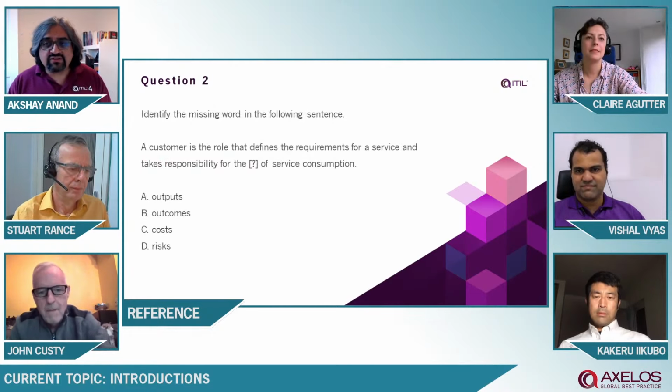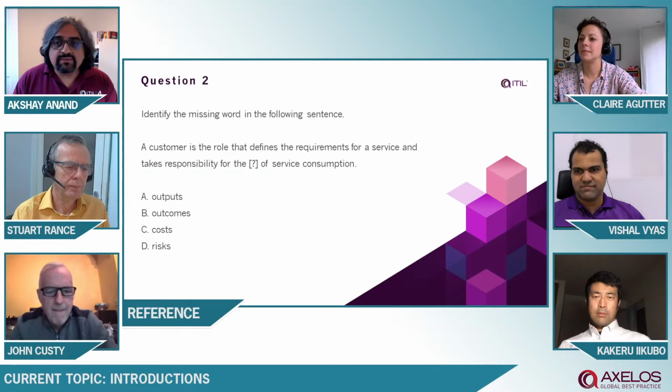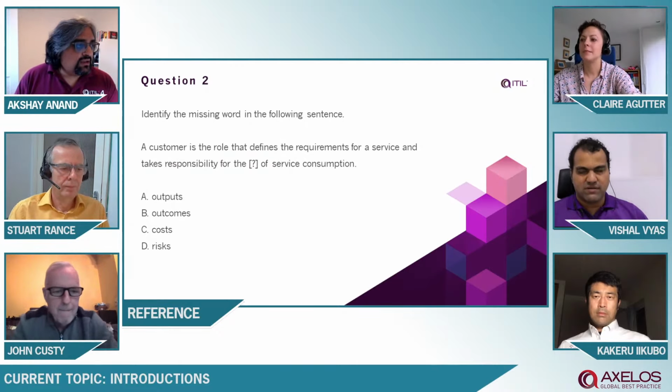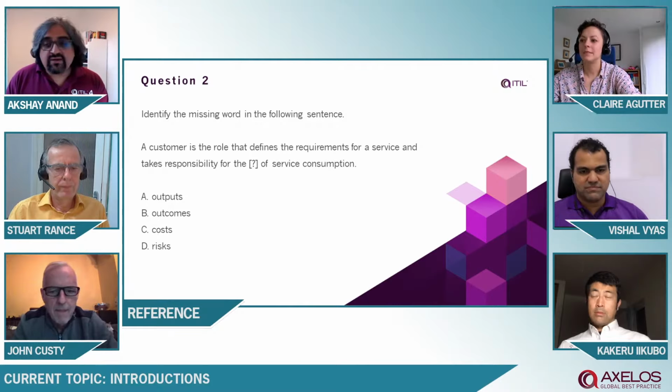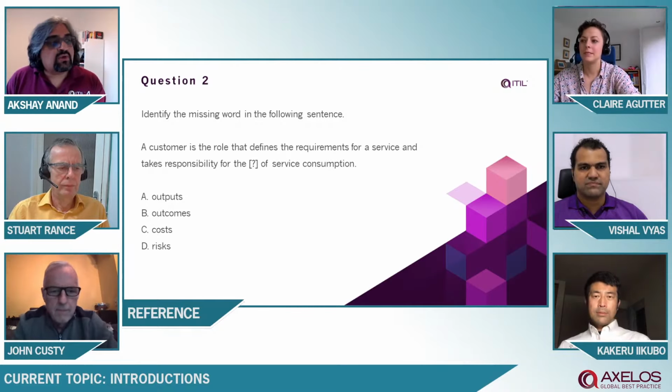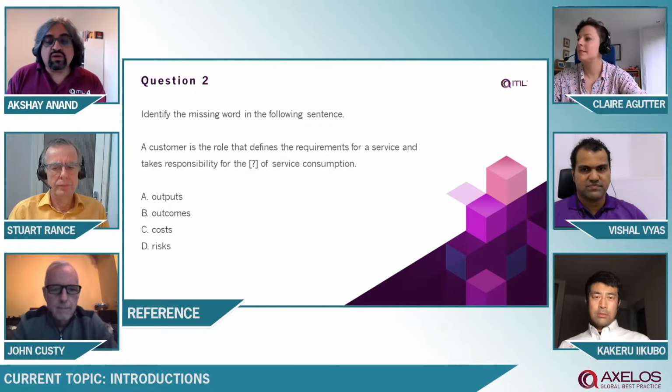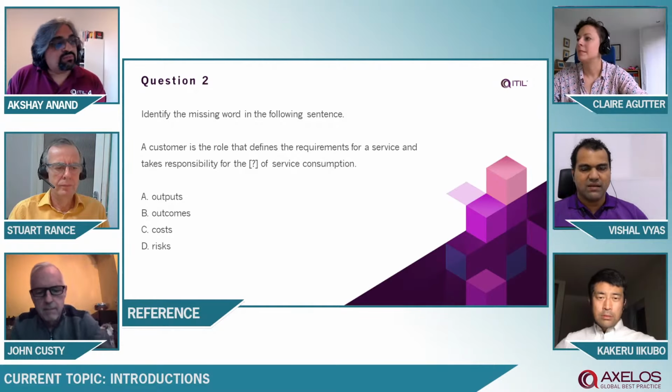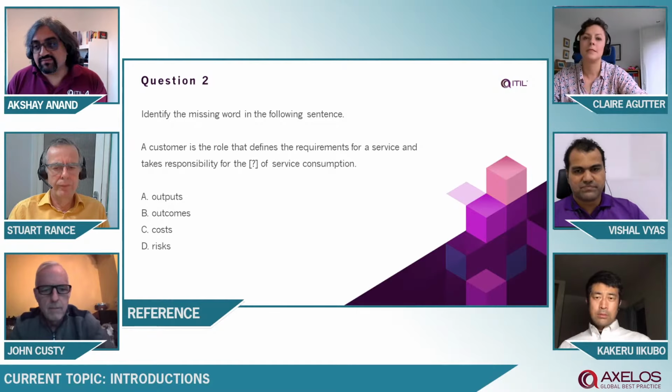Harry, if you could advance to question number 2. Sure. So I'll read it out loud. For those of you who are not watching but listening, identify the missing word in the following sentence. A customer is the role that defines the requirements for service and takes responsibility for blank of service consumption. What is that missing word? And the options are outputs, outcomes, costs, and risks.